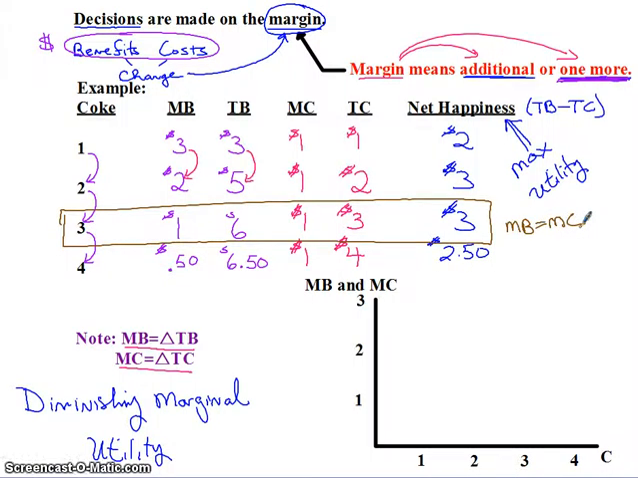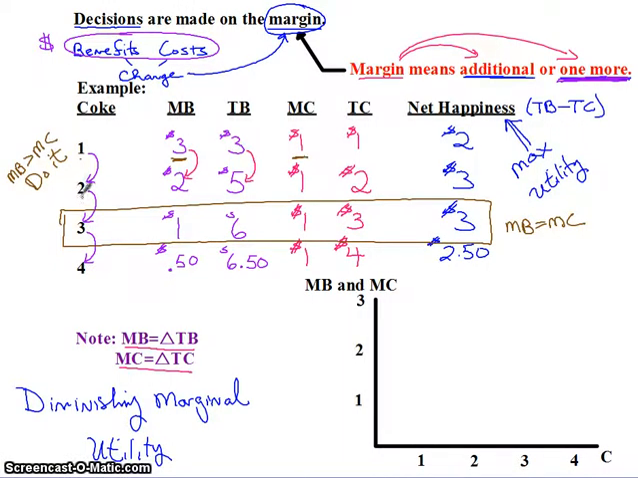So here come our rules. Very quickly. Our rules for behavior simply say this. Whenever the marginal benefits are greater than the marginal cost, do it. Coke number 1. Do I buy Coke number 1? Yes. Why? Because the marginal benefits are greater than the marginal cost for the first Coke. I get $3 of benefits if I drink it, and I only have to pay $1 for it. Do I do it? Yes, I do.